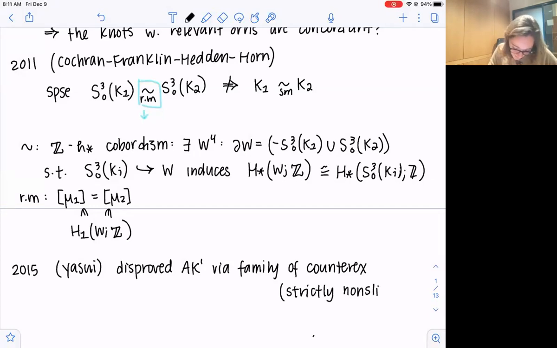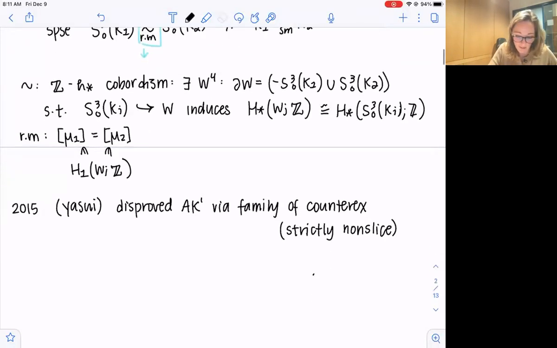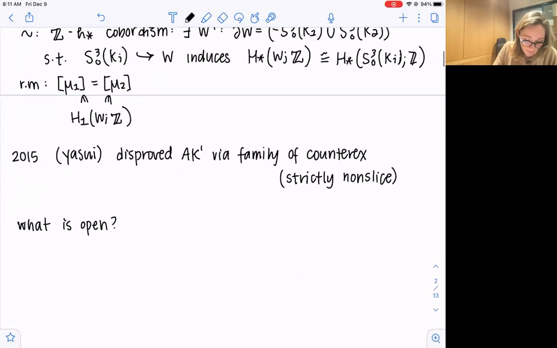Okay, so I've given you a conjecture and then I've told you that it's not true. So what remains open? And we'll make a few remarks about, in general, why this family of questions is interesting. So I claim the following. This is a well-known result.